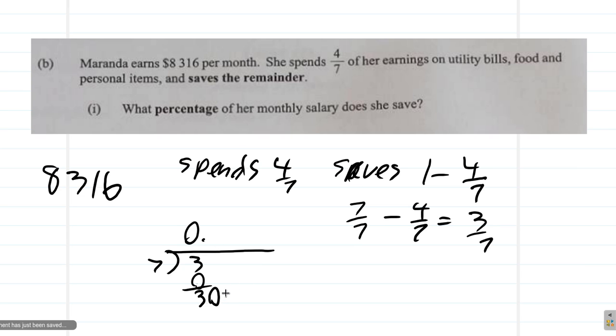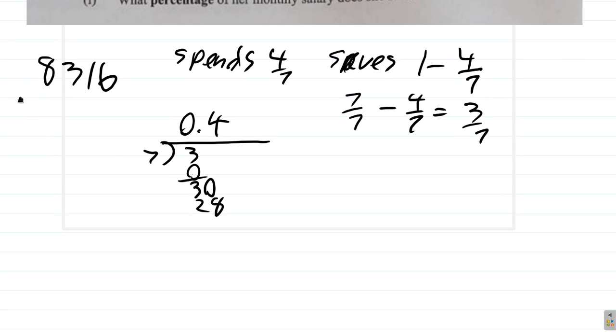When you multiply by 10 under the division sign, it's like you're dividing by 10, to go to the next decimal. 7 into 30. How many 7s do you have in 30? 4. 4 sevens are 28. 30 minus 28 is 2.